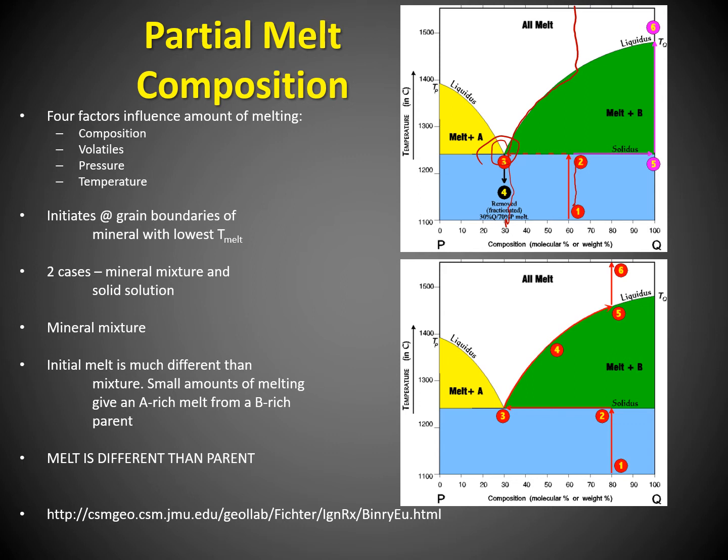You get something that's really different, right? And that's the whole point here, is that we are only partially melting the mantle. So whether you have solid solution or just mixtures of two minerals like you have here, your melt is always really different than what you started with. So this could be a garnet and say a plagioclase or something. You get a garnet rich melt? No, you end up with a plagioclase rich melt. So again, whole point is that your melt is different than your parent.